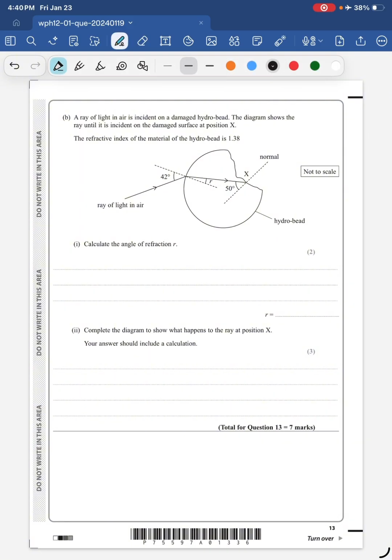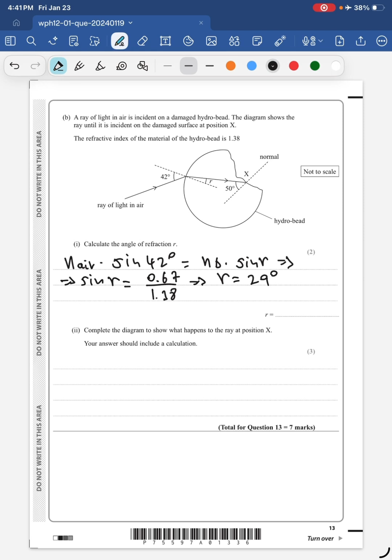So the index of refraction of air times sine of 42 is equal to the index of refraction of the beads times sine R. Therefore, sine R is 0.67 over 1.38 because the index of refraction of air is 1. So R is just 29 degrees.